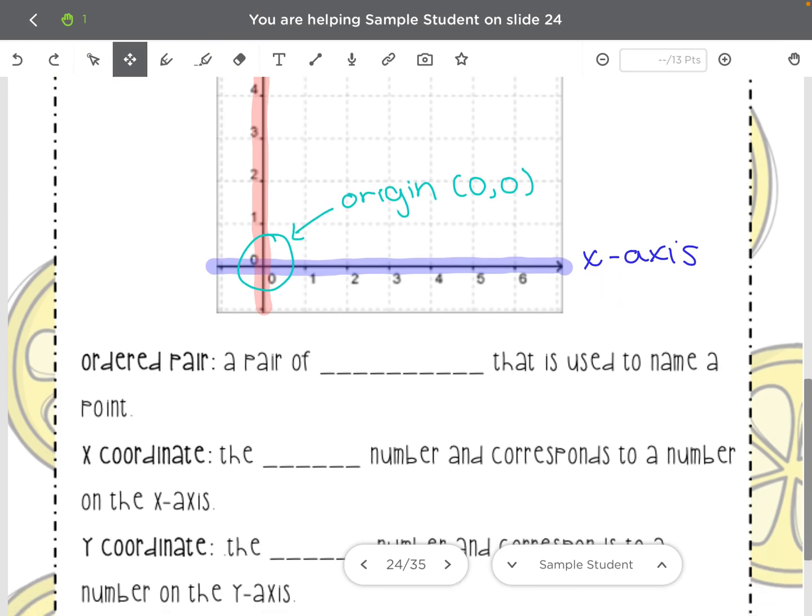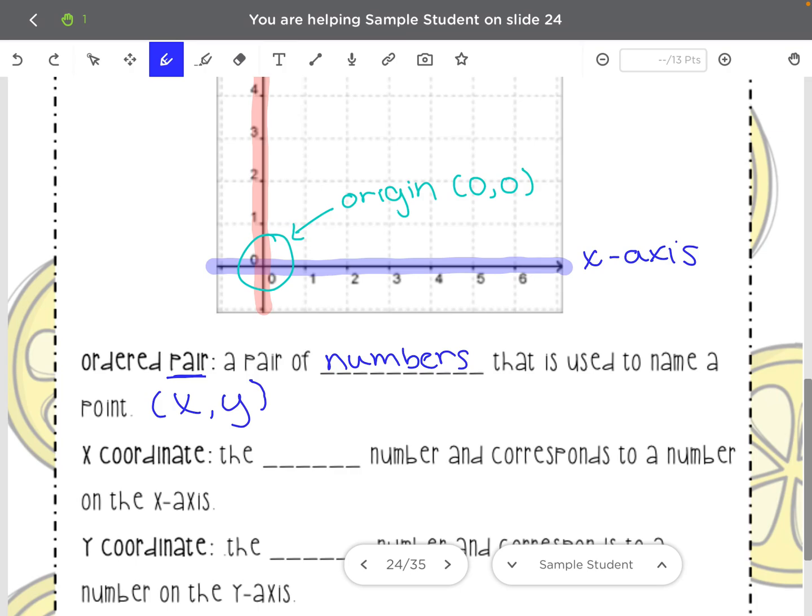Okay, so earlier we talked a little bit about ordered pairs, and we know that a pair means 2. So it's a set of 2 numbers that is used to name a point. In the pair, we write a parenthesis, the number, comma, the second number, and then close the parenthesis.